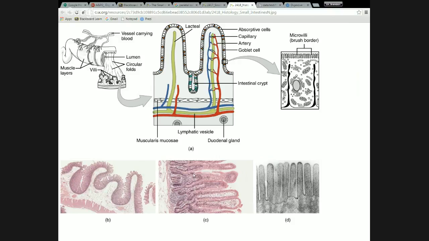And here we see a higher power micrograph showing us what's happening in the mucosa with the cells wrapped around this finger-like extension. That one finger-like extension that I'm pointing out here is going to be one of these little fuzzy parts on the surface of the circular fold that we see here in this lower power micrograph.